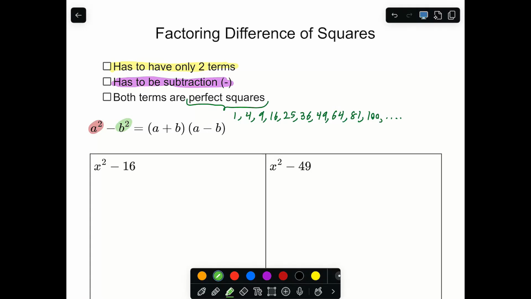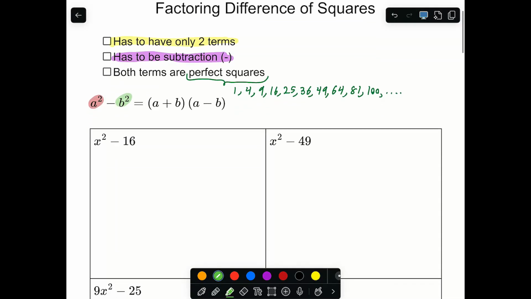There's a little checklist here. It has to have only two terms. Each of those terms has to be separated by a subtraction, and then both terms have to be perfect squares. So 1, 4, 9, 16, 25, and so on and so forth. The general form of factoring a difference of squares is a squared minus b squared is equal to (a plus b)(a minus b).